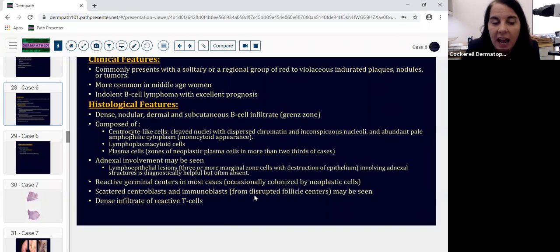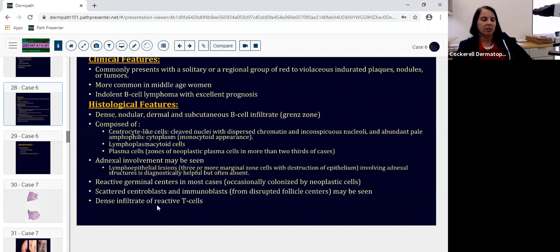They can be very helpful if you see them, because the cells in this marginal zone lymphoma will populate the interfollicular areas and around the reactive germinal centers. So if you see germinal centers, look for the tingible bodies and then look at the cells around it in the interfollicular areas. But we didn't see any of that in our case, so we didn't have that to help us out on what type of lymphoma this is.